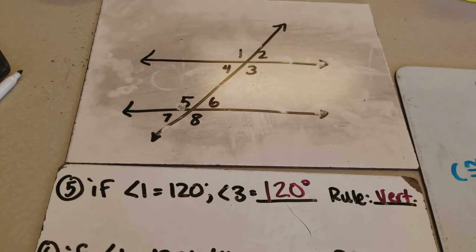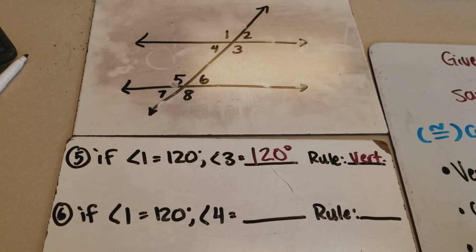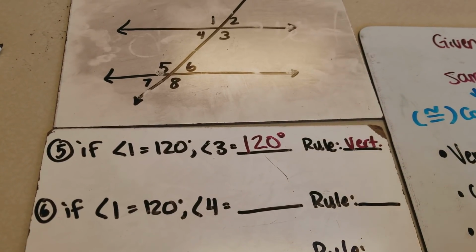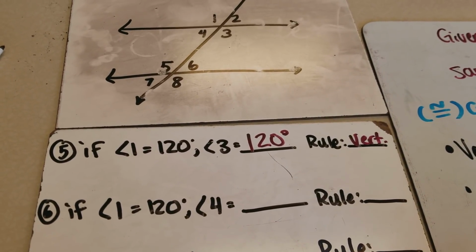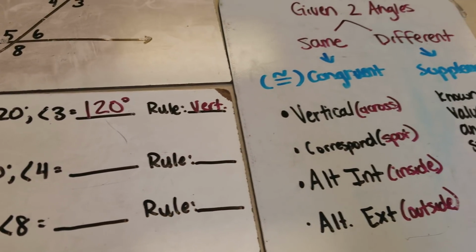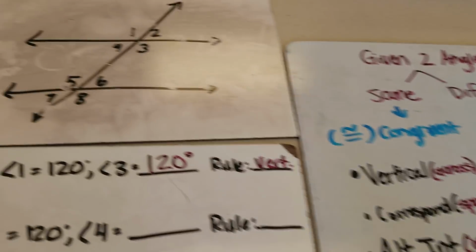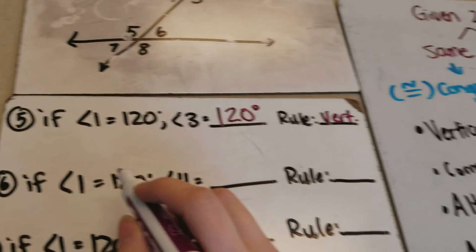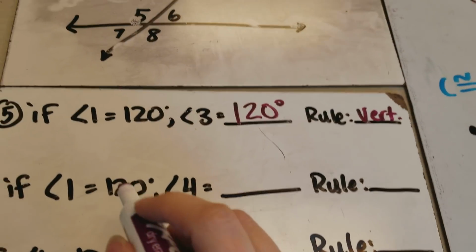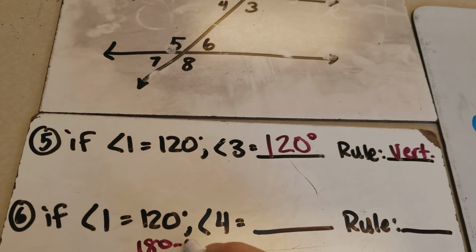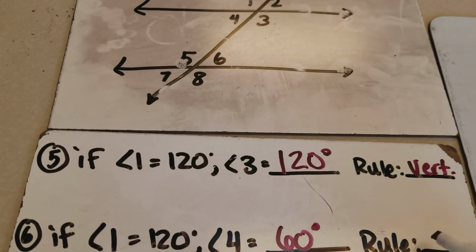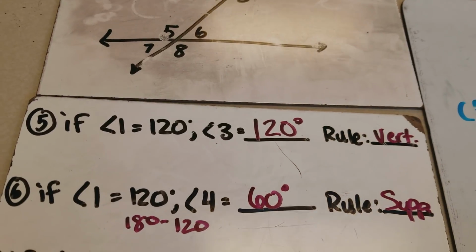Okay. So looking at number 6. If 1 equals 120, what must 4 equal? You're going to ask yourself, are they the same or different? Well, 1 is obtuse and 4 is acute. So that must mean that they're different. So what you're going to do, it says right here, take the known value and subtract it from 180. So I'm going to do 180 minus 120, which gives me 60 degrees. And I use the rule for supplementary.